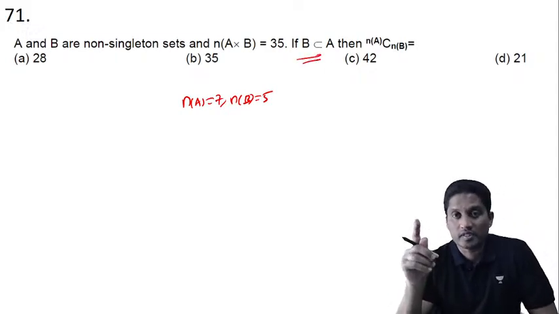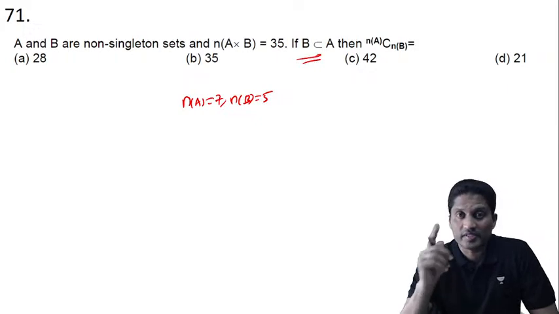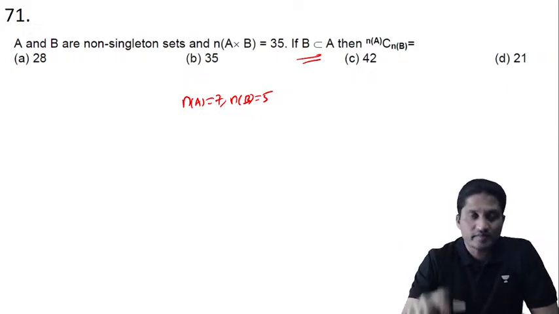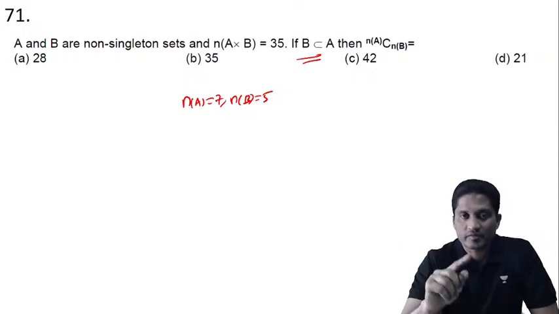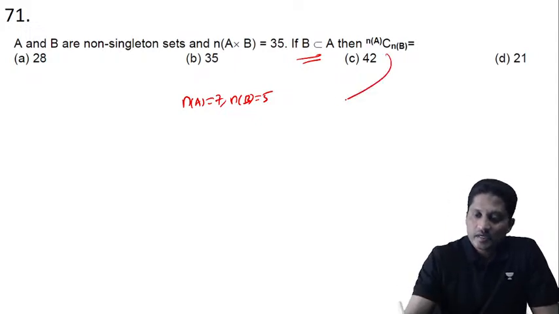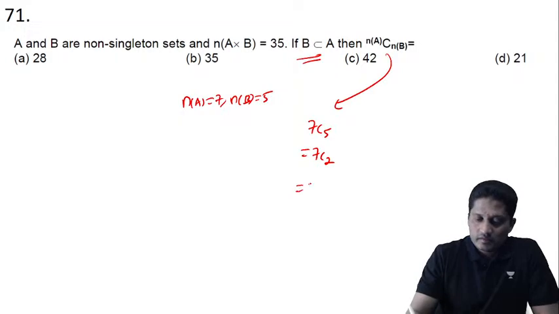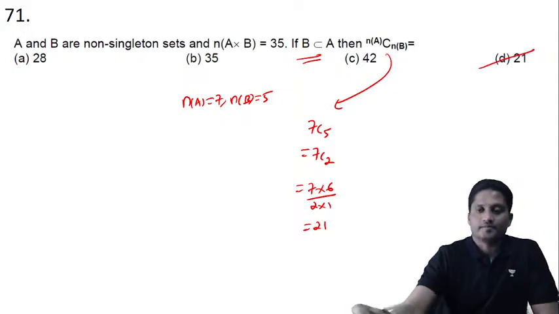So number of elements in B should be less than A. Don't take 5 and 7. So N of A should be 7, N of B should be 5. It's given in the question B is a subset of A. Number of subsets is 7C5. 7C5 is same as 7C2, right? 7C2 is 7 into 6 upon 2 into 1, which is equal to 21. Answer is option D.